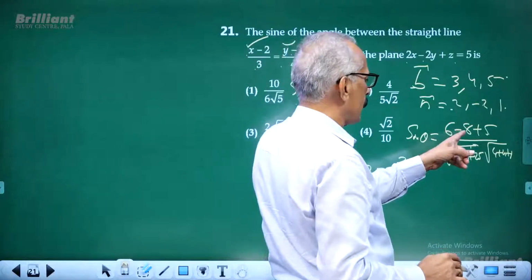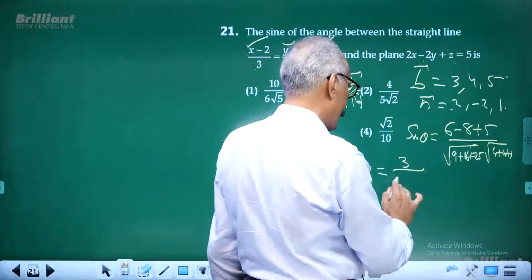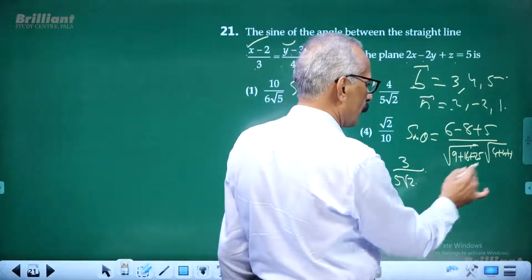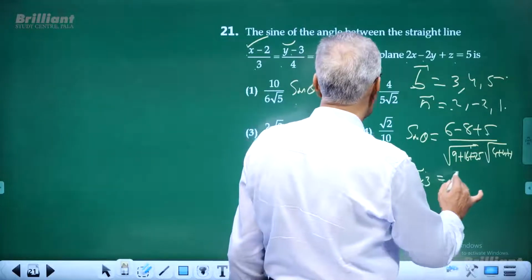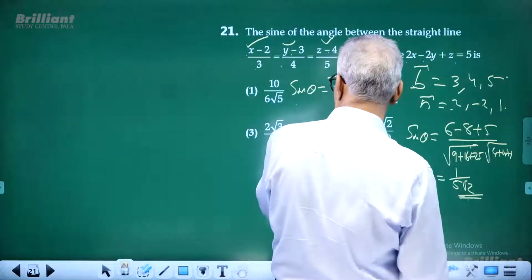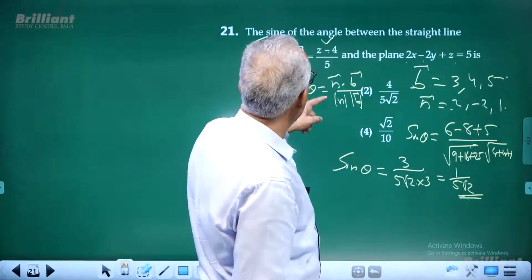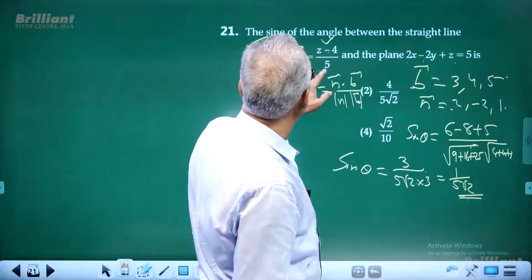6 minus 8, all right, 11 minus that is 3. And this is equal to what there? 5 root 2. 5 root 2 and this will become 3. That is 1 divided by 5 root 2. Sine of the angle is asked there. 1 divided by 5, 3 and 3. N dot B by modulus N into modulus B, 3, 4, 5 is X, Y, Z.